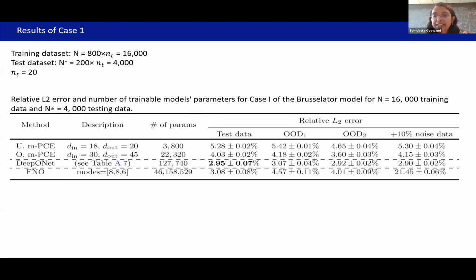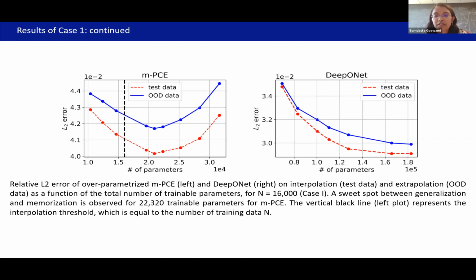Now we performed another experiment where we wanted to understand to what extent a discrete surrogate model can take over-parameterization compared against deep neural networks. On the left-hand side, we see the over-parameterized manifold PCE, where it can be shown that if there is a modest amount of over-parameterization, the generalization accuracy improves. However, with aggressive over-parameterization, the testing accuracy and the out-of-distribution accuracy start to deteriorate.